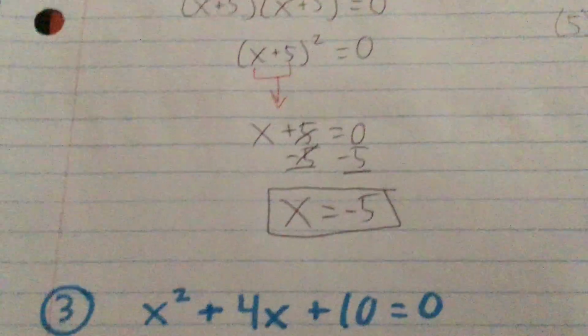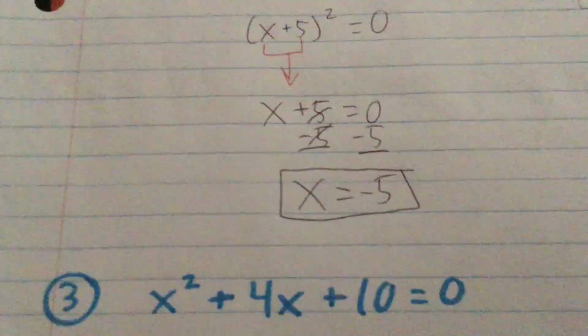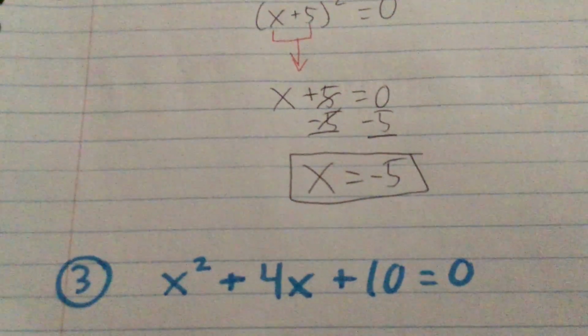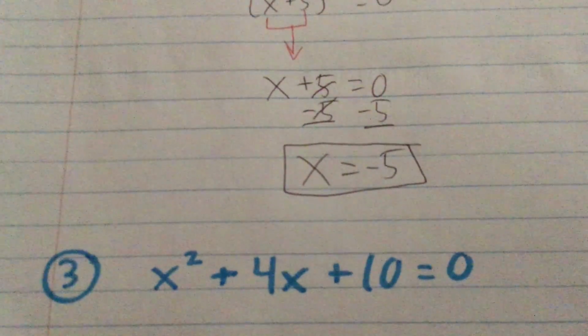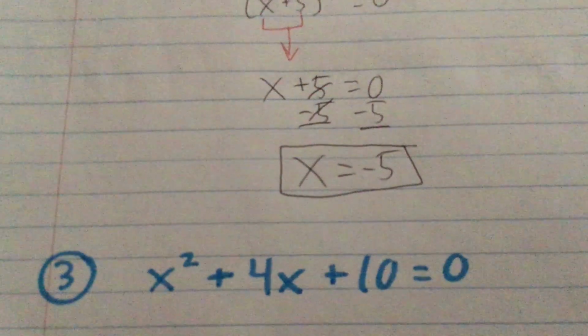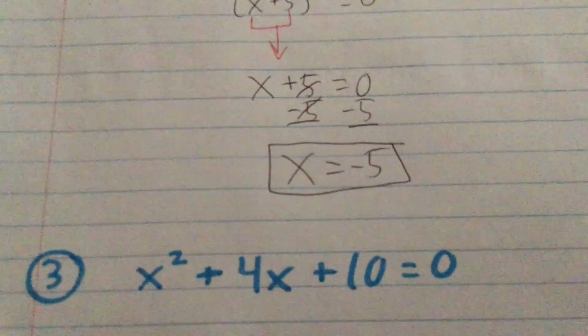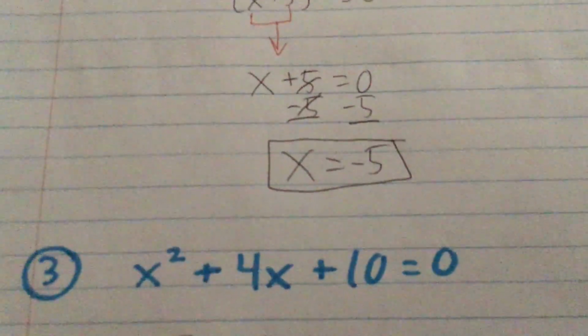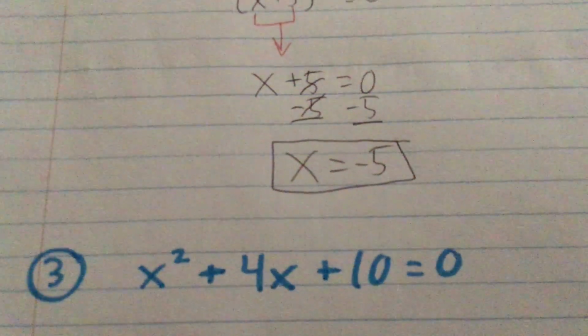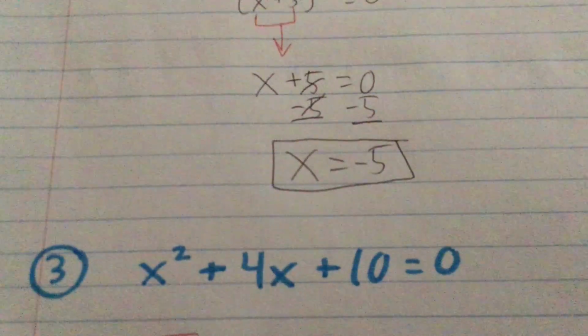Now let's take a look at problem number 3. I'm going to roll this over here. X squared plus 4x plus 10 is equal to 0. Okay, now we're in business. A is equal to 1. Okay, thank goodness. So I need to figure out what two numbers multiply to positive 10 and add to positive 4.